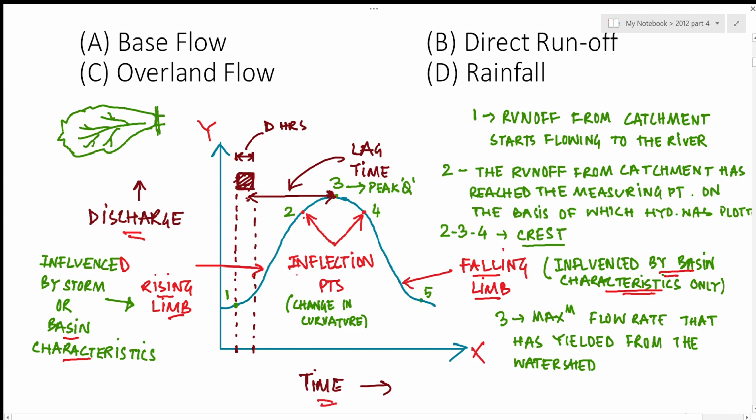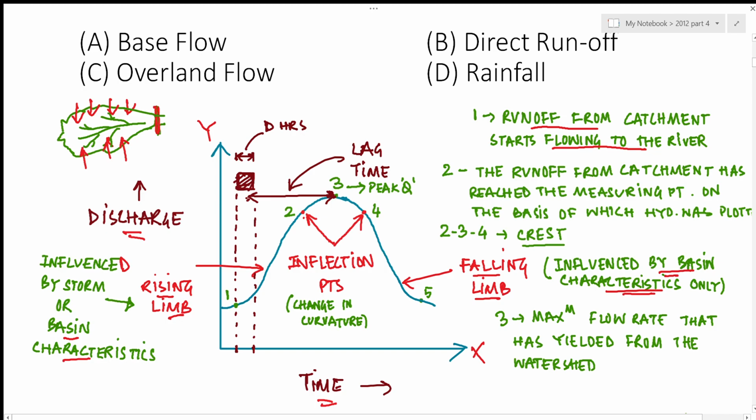Now from point 1, this is the point when the runoff from the catchment starts flowing to the river. Let's say this is a catchment or a watershed, and this is the measuring point of this particular watershed. And these are the streams from where the rainfall which has fallen on this catchment area gets collected and flows through these streams and reaches the measuring point.